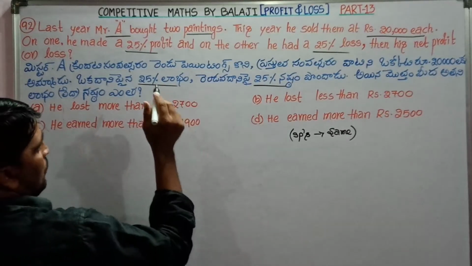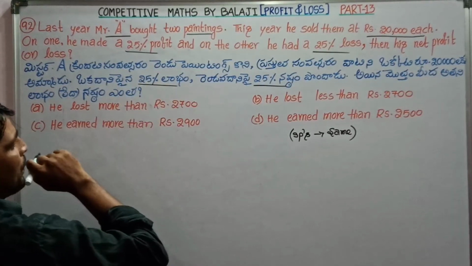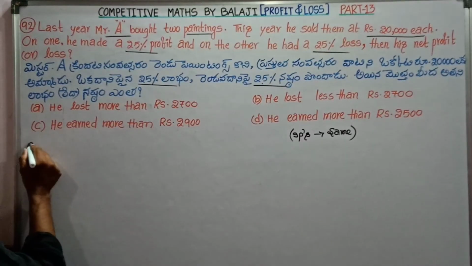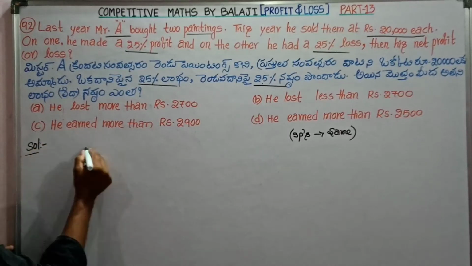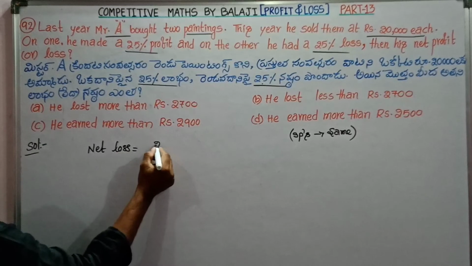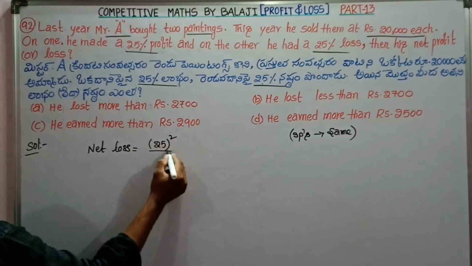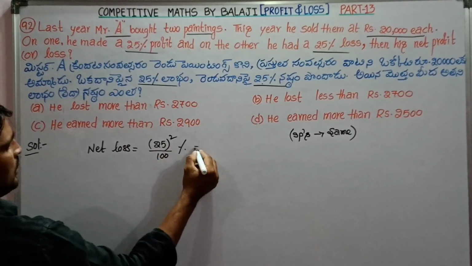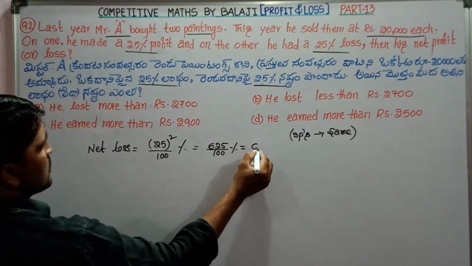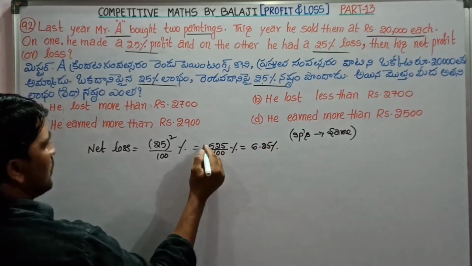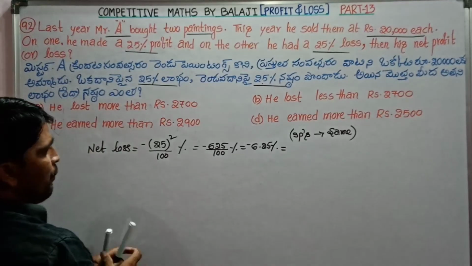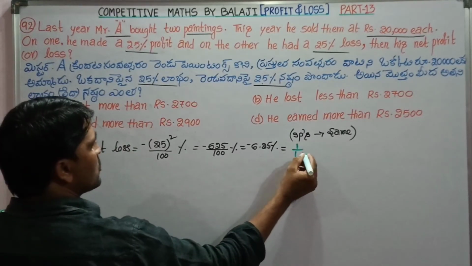Yes, profit percentage on one painting is numerically equal to loss percentage on the second painting. So we get net effect is always loss, and loss is equal to 25 square by 100%. That is 625 by 100% loss. That is 6.25% loss. Since it is loss, we denote it by negative 6.25. Fraction value is 1 by 16.